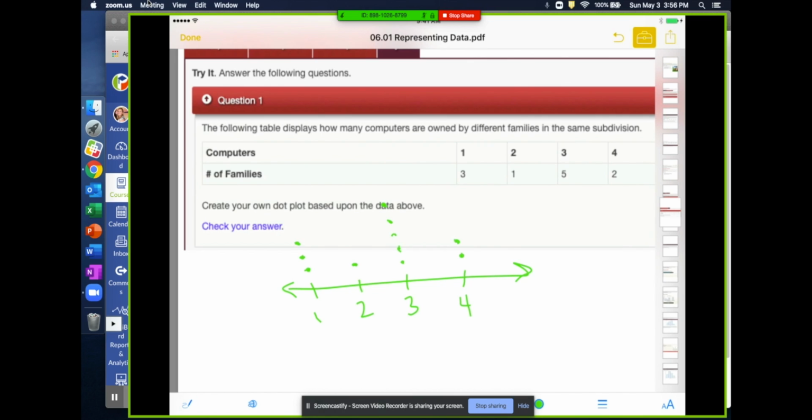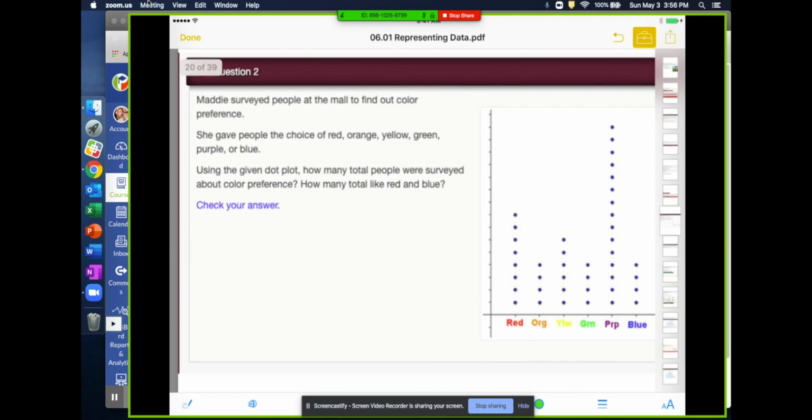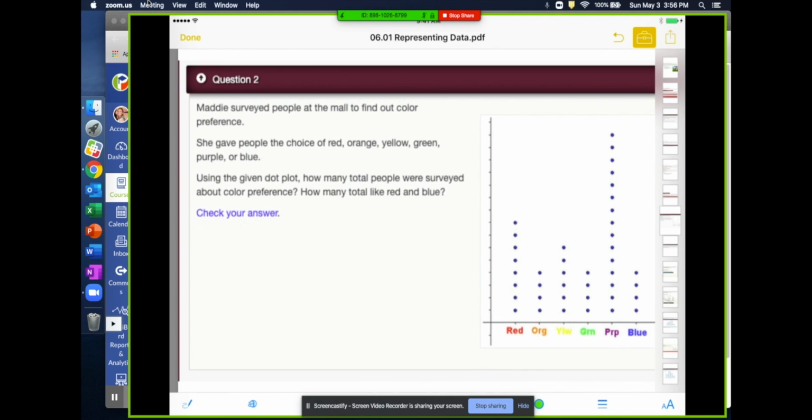Obviously, if you do it by hand, it's not going to be super pretty. I'm just doing this really quick. And then we do want to make sure we title our dot plot as well. So I know my x-axis is going to be the number of computers. Actually, I kind of did that backwards. It's going to be the number of computers, and then I would probably title this number of computers per family.